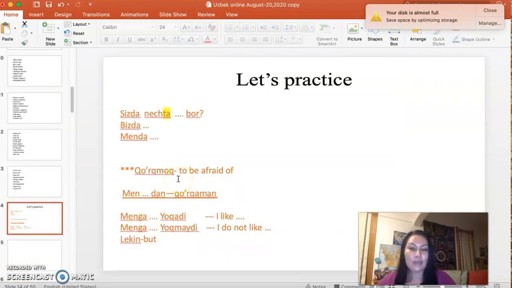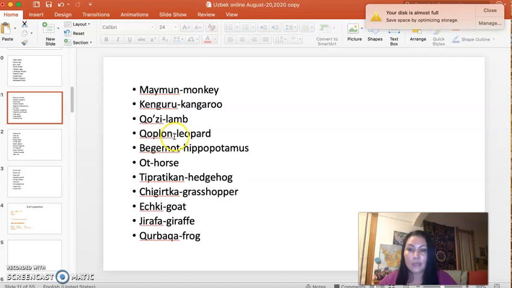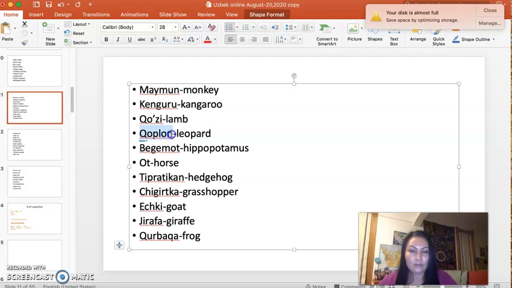Or if I wanted to say I'm afraid of some animals, right? Men, you would add any animal you would like to use. You can go back and take a look from the list and say men. For example, ilondan korkaman. Korkmok means to be afraid of, to be scared of, okay? Or let's say men qoplondan korkaman. Men begemotdan korkaman. Men qurbaqadan korkaman.